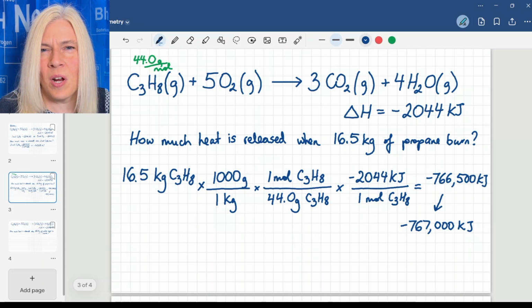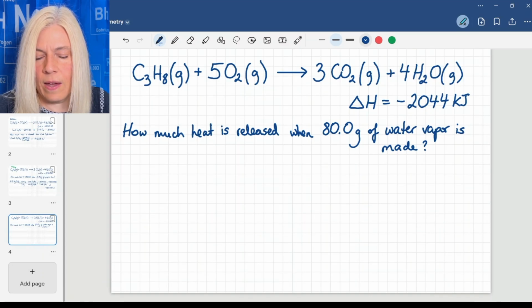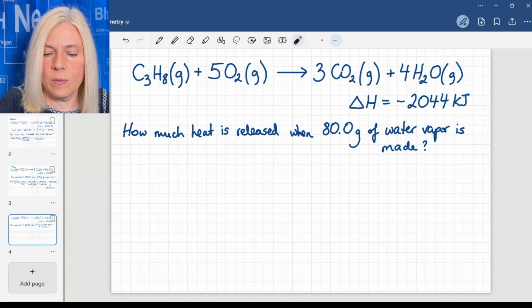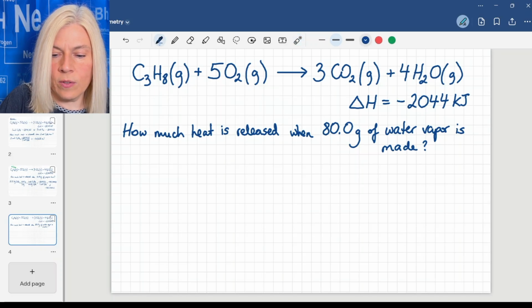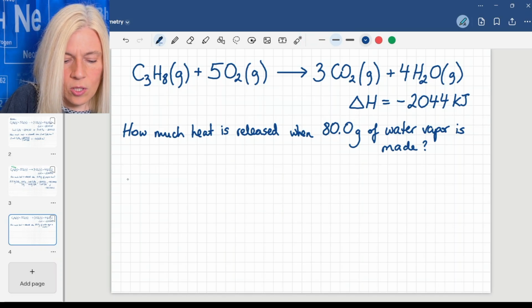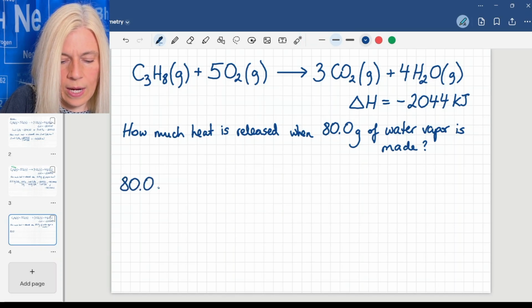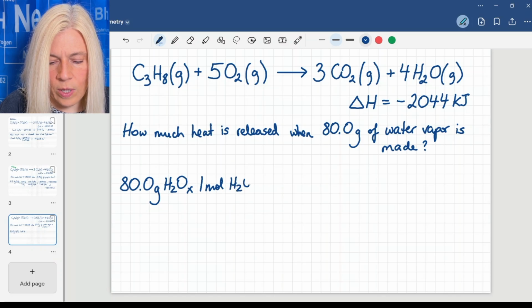One more problem. Let's make it a little bit harder. So how much heat is released? And I'm asking it's released because I see that negative sign. So how much heat is released when 80 grams of water vapor is made? So 80 grams of water vapor, how do I deal with that? Okay. The same as I did before. So if I have 80 grams of water, let's change it to moles. So 1 mole of water is how much? 18 grams per mole, yes, 18 grams of H2O.